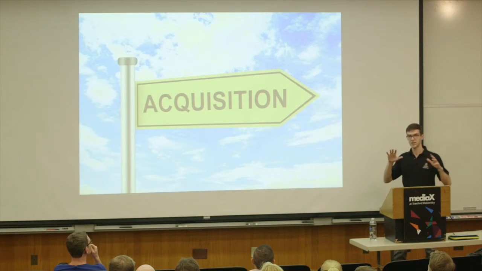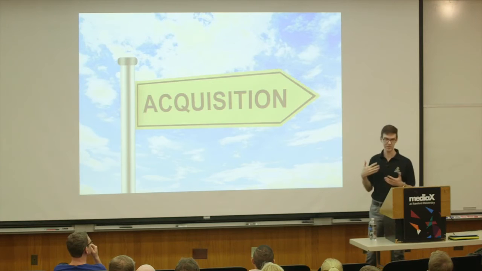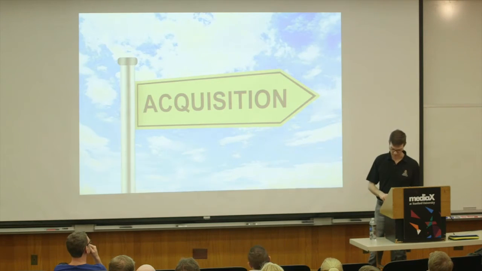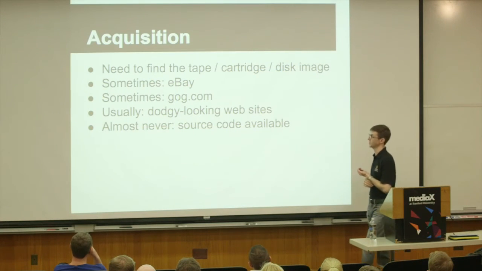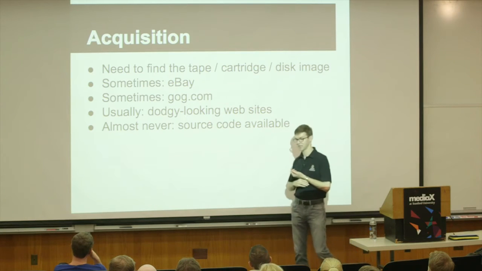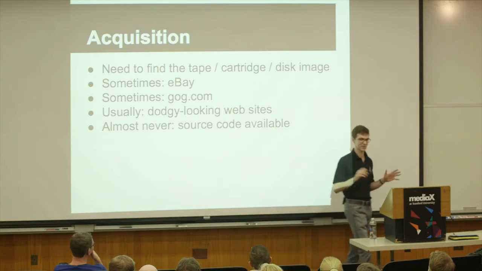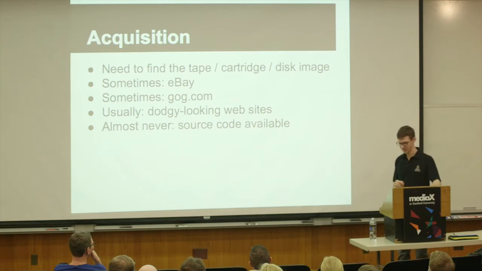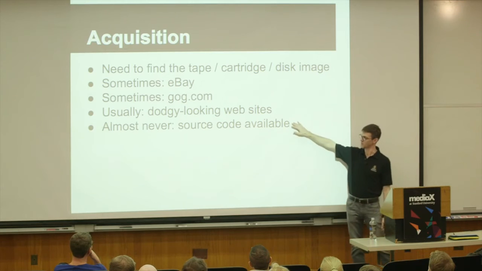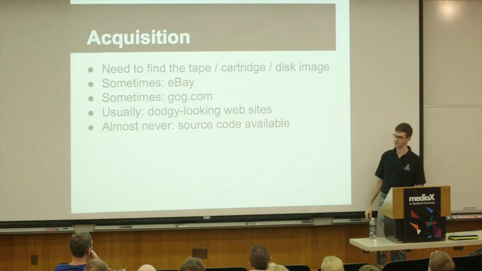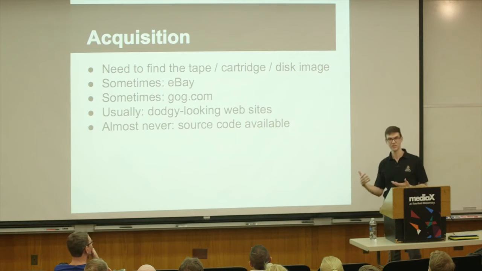Okay, so you've chosen something to study, and the next problem is acquiring it. So finding the image. Usually what it comes down to is an iffy-looking website, and all I have to say is God bless the Russians, because they keep so much stuff around for us. If you're really, really lucky, you might find source code, but that's pretty rare. Sometimes you can still acquire these in a form from which you can study it, but by and large, dodgy websites.